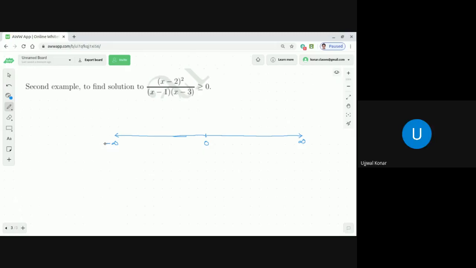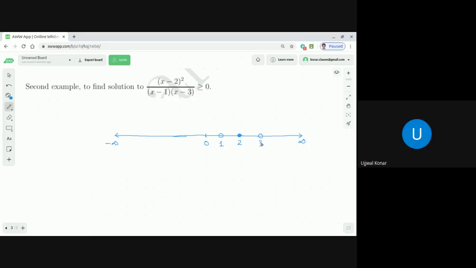And what is the point for which the numerator polynomial is 0, dear students? It is 2, correct? So 2 has to be done with a filled up circle, correct? And what are the points for which the denominator polynomial is 0? It is 1 and 3. So 1 and 3 should be unfilled circles. Correct or not, dear students? Correct.